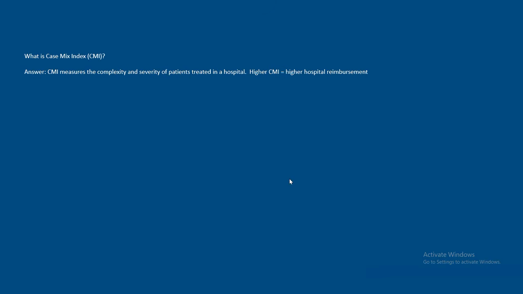What is case mix index? Usually we will call it CMI. Case mix index measures the complexity and severity of patients' treatment in a hospital. So a higher CMI means higher hospital reimbursement, and vice versa. This is very important for your interview, case mix index.